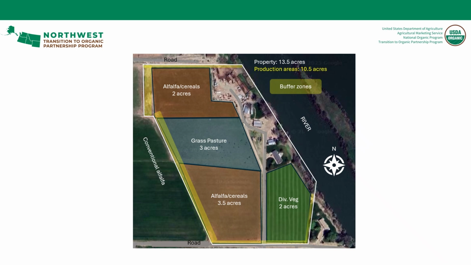In this map, the neighbor to the west grows alfalfa conventionally, using sprayed substances that are prohibited for organic use. The yellow areas on the map indicate the buffer zones that will prevent spray residue from making its way onto the transitioning crops.